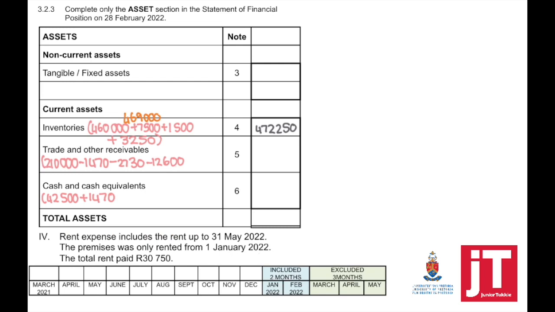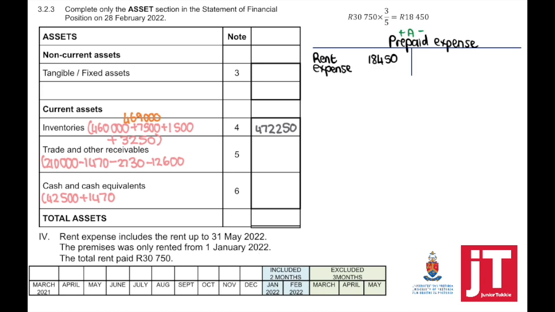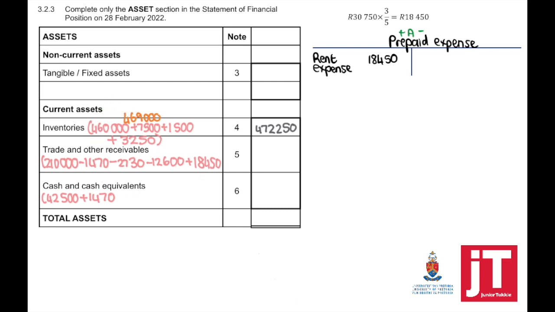Rent expense include the rent up to 31 May 2022, which means rent was paid in advance. This forms part of your prepaid expense, which forms part of trade and other receivables. It is so important that you understand your formats, that you take all of these to the correct places and show your calculations in brackets.